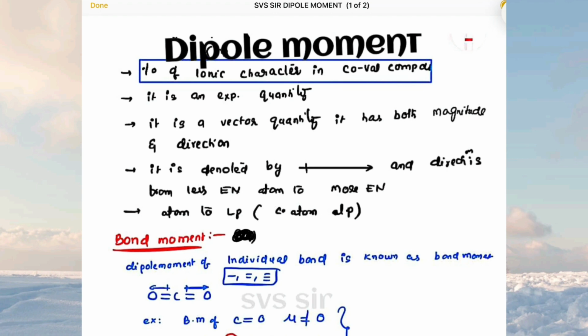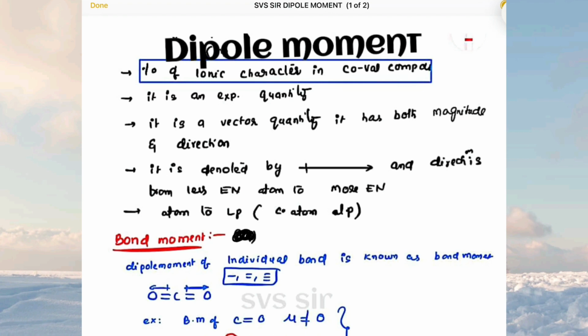What is this dipole moment, sir? If you want to know the percentage of ionic character in covalent compounds: we know if electrons are equally shared, we call it a non-polar bond. If unequally shared, we call it a polar bond. So whether a bond is polar or non-polar, we know with the help of dipole moment.